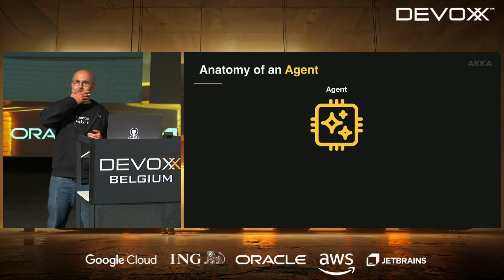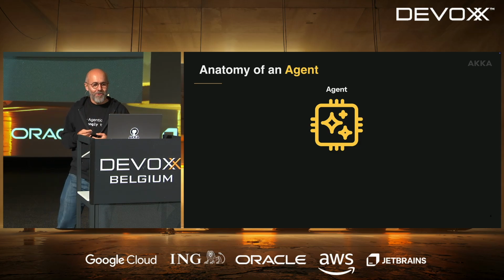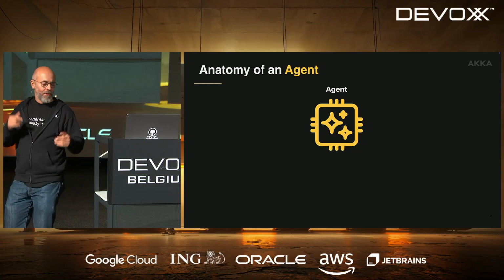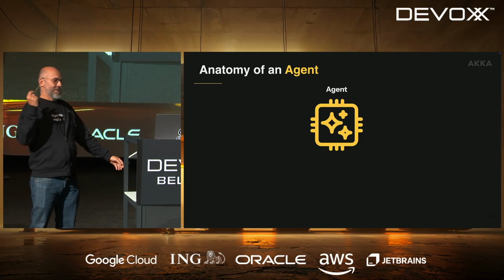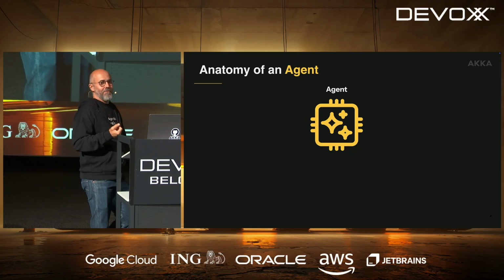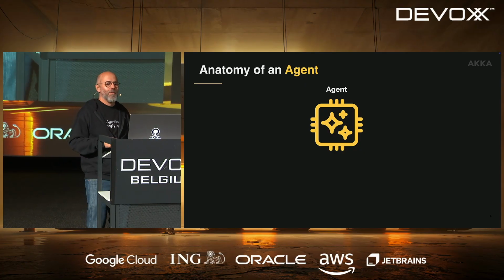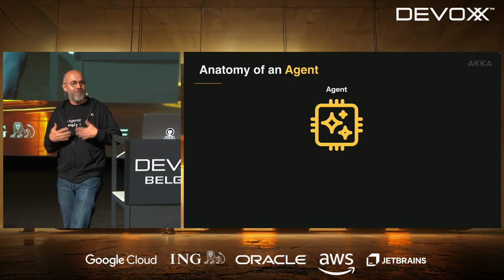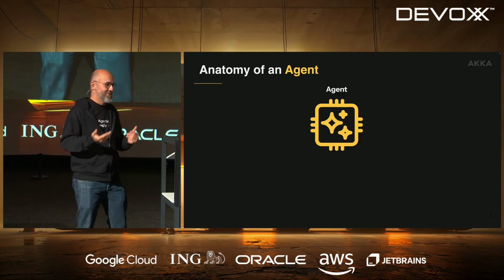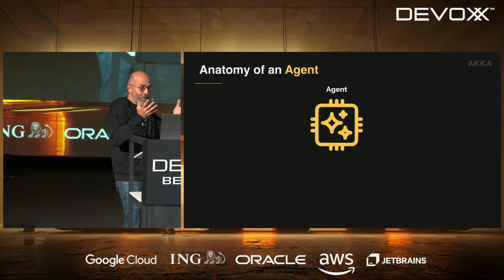There was a thing in the Scala community, because in Akka we do lots of Scala, that everybody has a definition of a monad. Well, now in the new world, everybody has a definition of an agent. So this is my definition. That's how I see it.